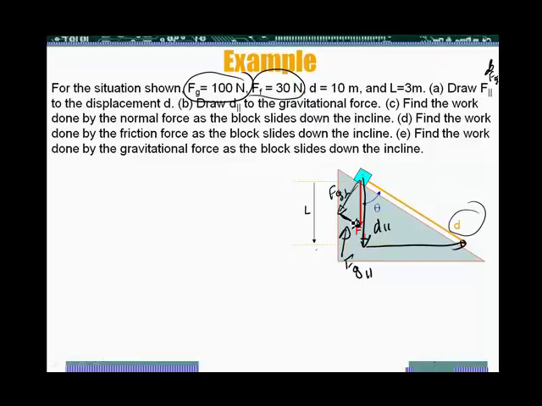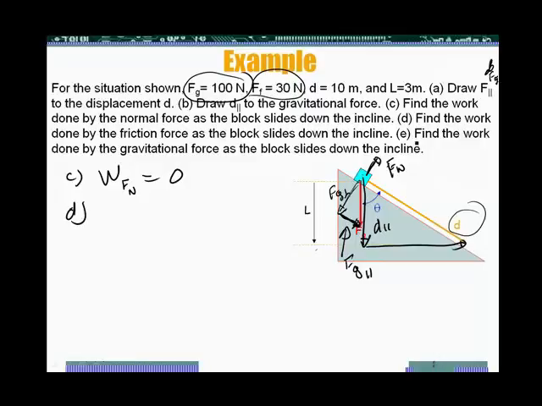What is the work done by the normal force as the block slides down the incline? Remember, what's the direction of the normal force? The direction of the normal force is perpendicular to the surface. Since it's perpendicular to the surface, it's perpendicular to d, so the work due to the normal force is going to be just 0.